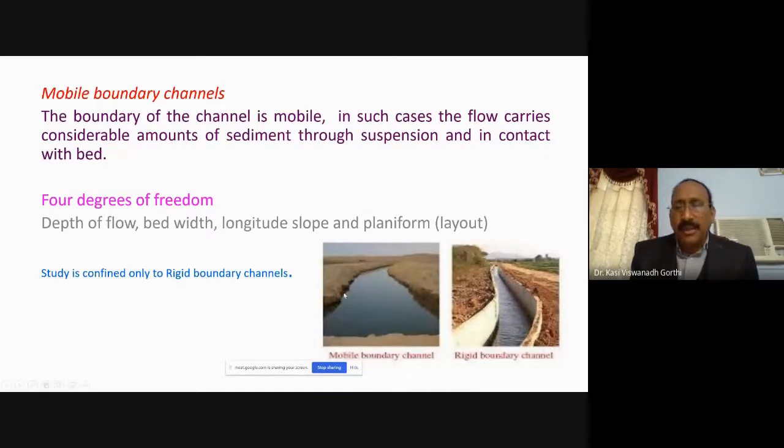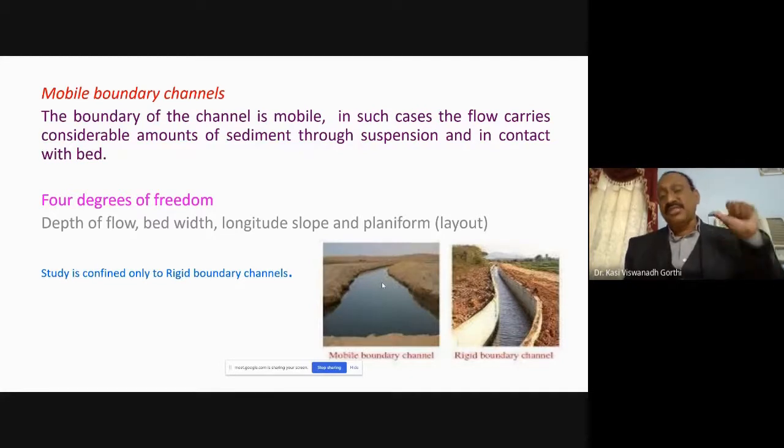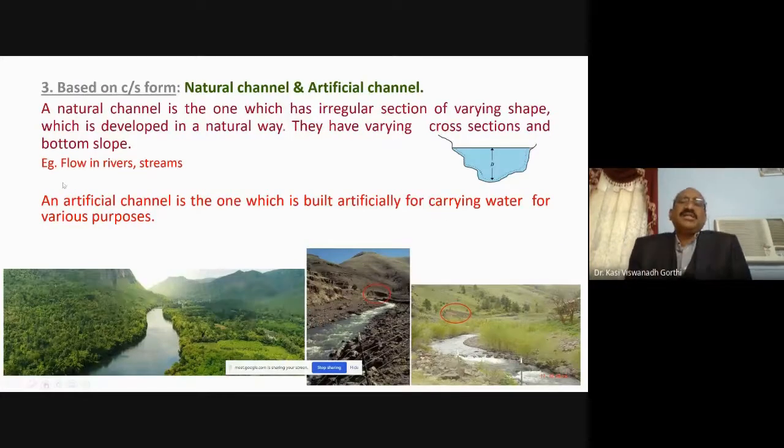On the other side, mobile boundary, you can see in the figure, as the flow is taking place, the shape also is getting changed. You can see here, the width here may be more, the width here may become less also. Okay, so because more erosion, less erosion, deposition, these are the things which are affecting the mobile boundary channel. So the second classification is rigid boundary, mobile boundary channels. The first classification of the open channels that we have seen is prismatic channel, non-prismatic channel. Third classification is natural and artificial channels.